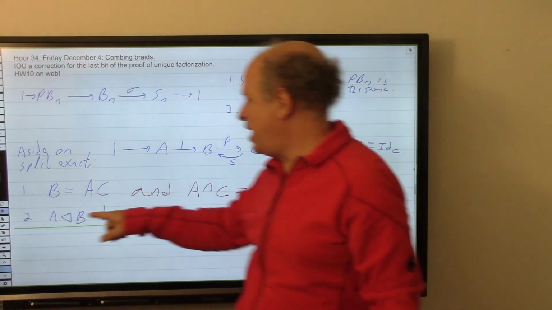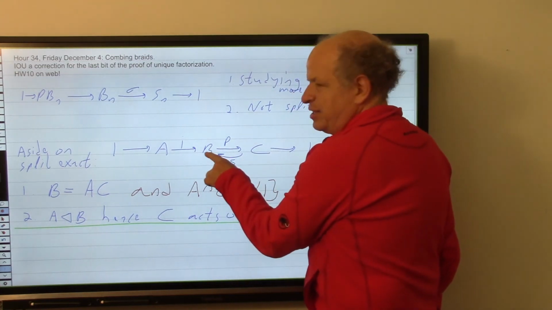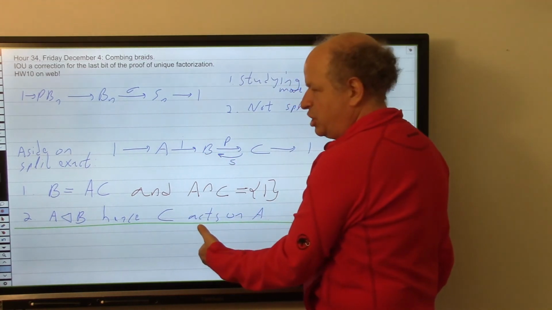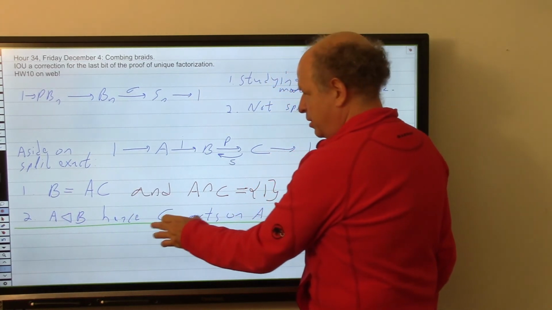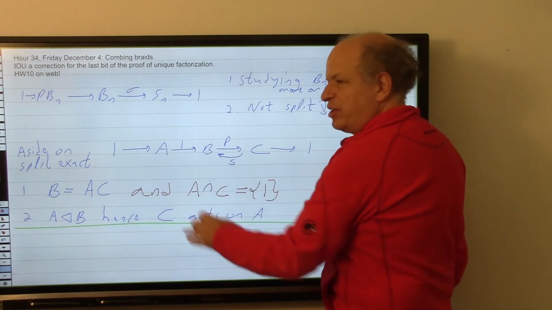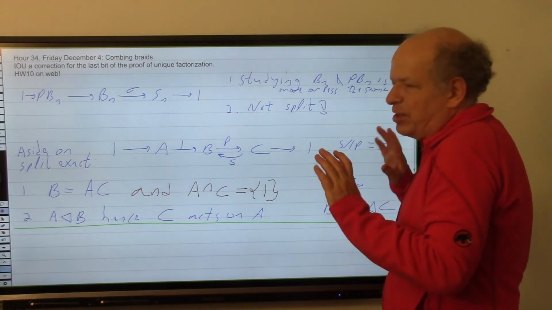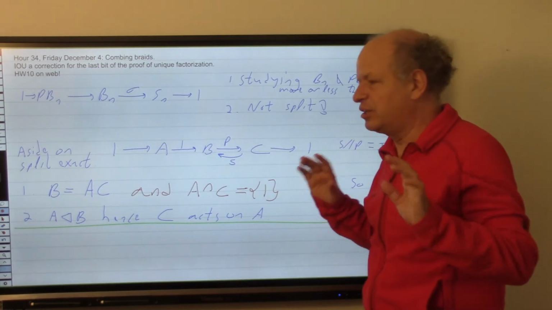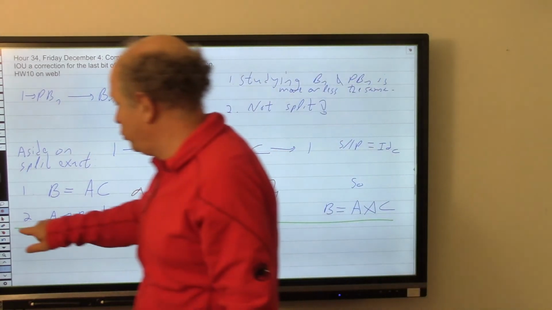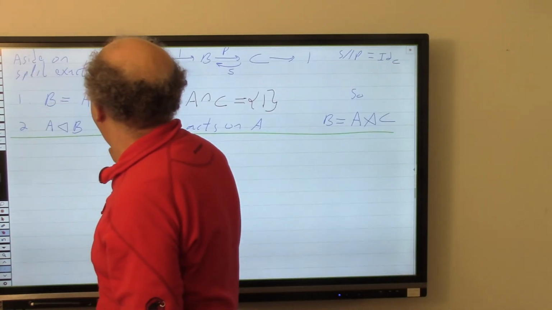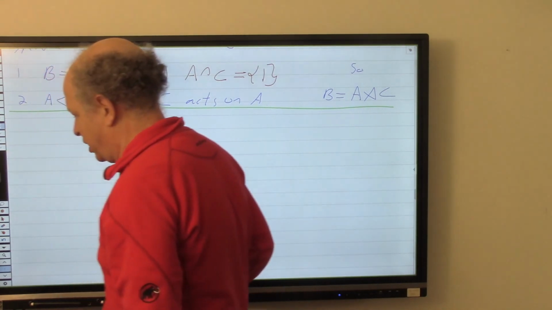And finally, A is normal in B. And hence, since C lives inside B, it means that C acts on A by conjugation. Having these 3 properties, and last time I forgot to mention this one, means that B is the semi-direct product of A and C, and semi-direct products are relatively easy to study, so relatively easy to understand. So that was the review of last time, and I wanted to continue the discussion.